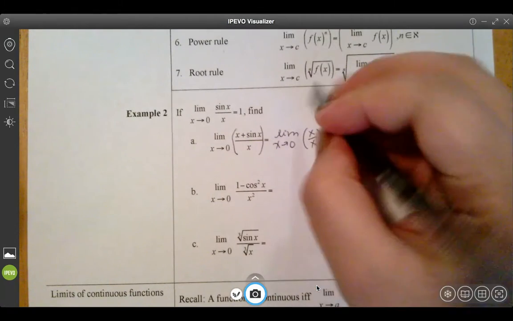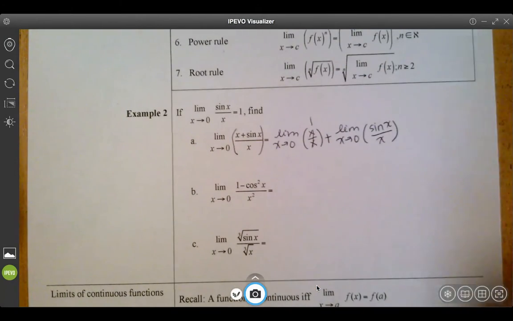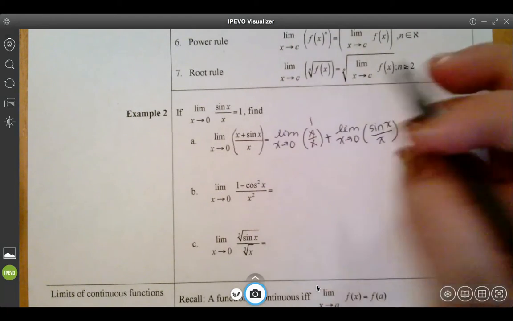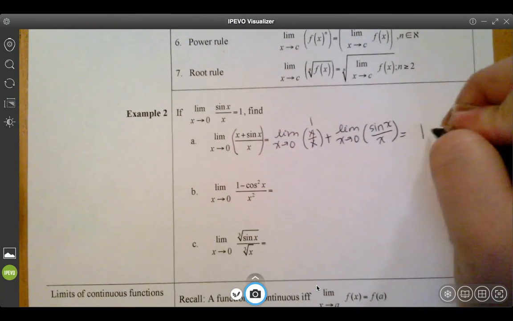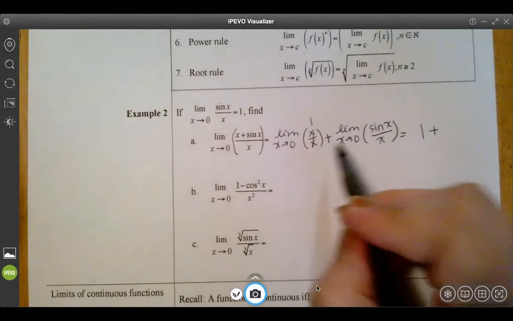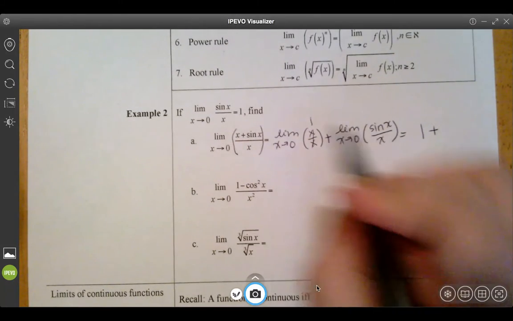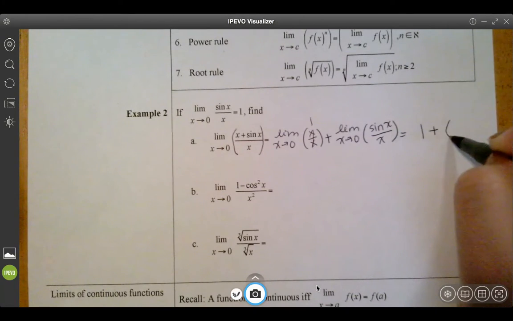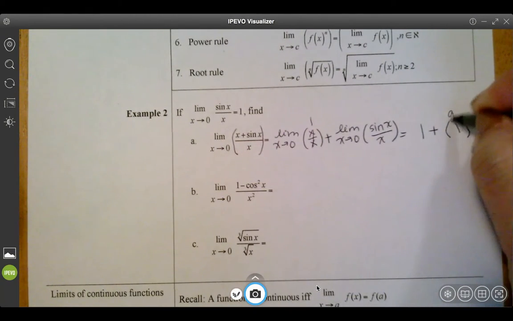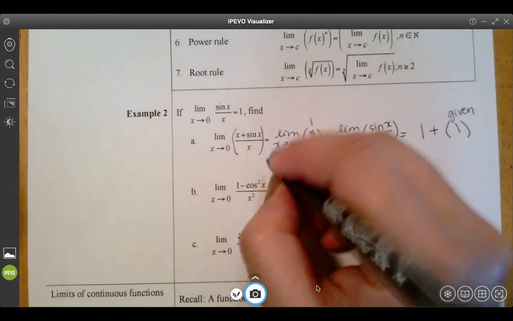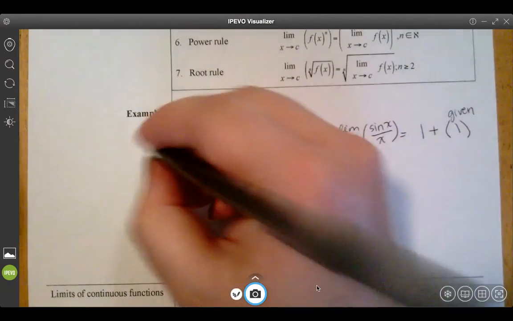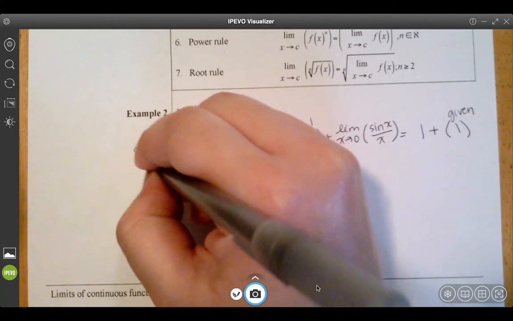Well, x over x is just 1, and the limit as x approaches 0 of 1 is just 1. And so we have 1 plus the limit as x approaches 0 of sine of x over x, that's what we were given. And so this is also 1 from the given. And so our answer is 2. And we used the sum rule.